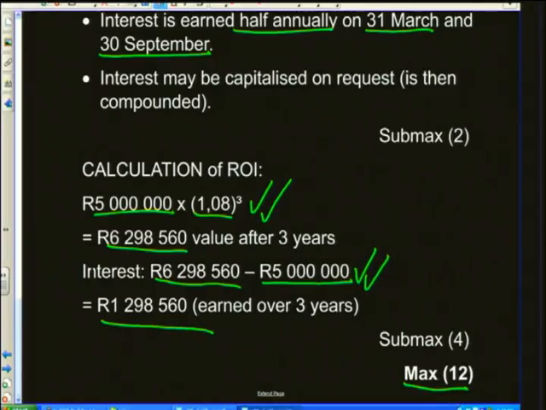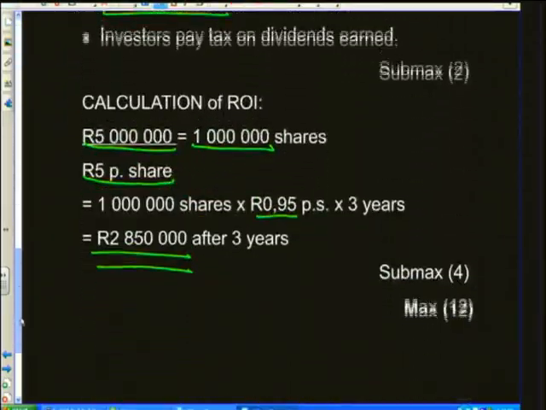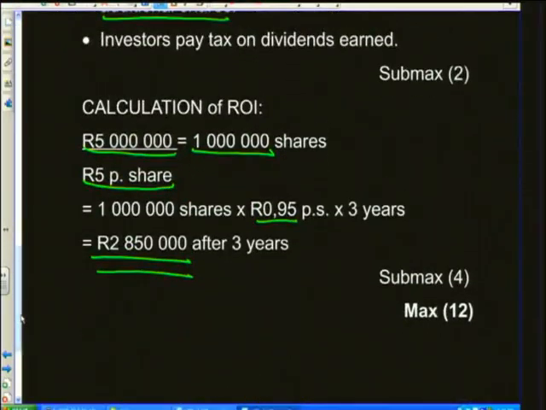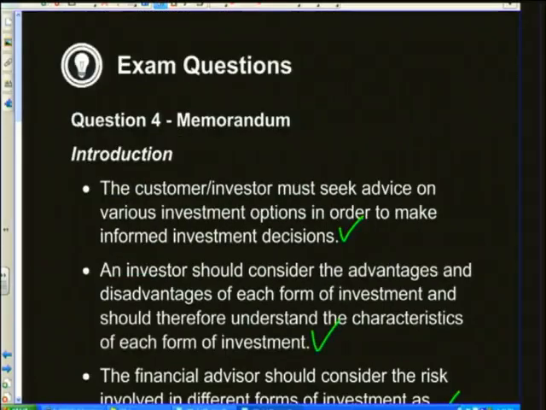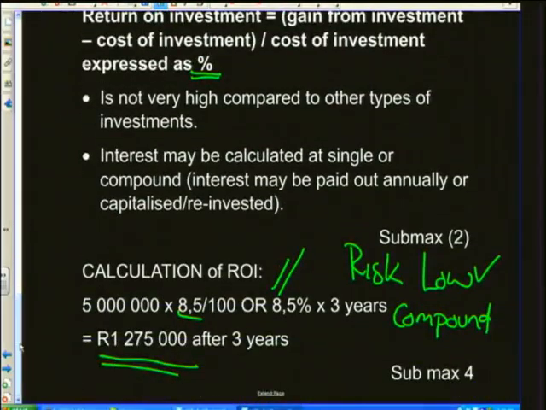marks for the section. So if we just go back to our different investments, so we had for government retail bonds, 1,298,560 Rand. Right, we look at our shares. 2,850,000 Rand after 3 years. Okay, that's double what we earned with our retail bonds, over double. And then we look at our fixed deposit, only 1,275,000 Rand after 3 years.